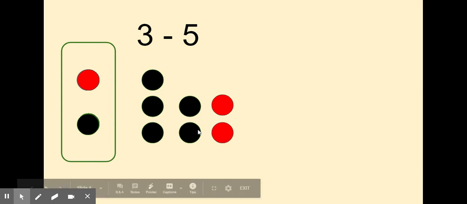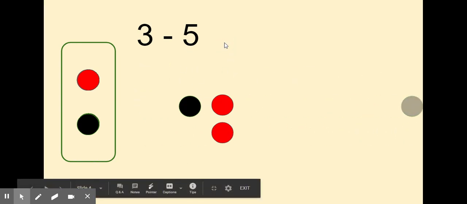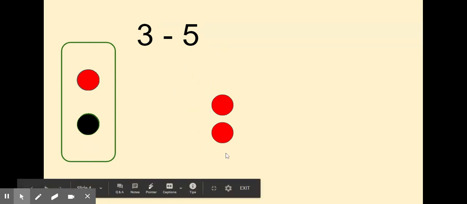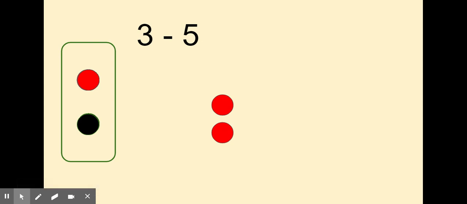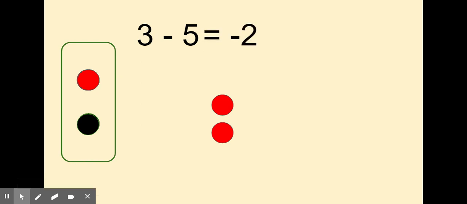Now by doing that, I have 5 positive chips. So I can pull away these 5. Now what's left, that's my answer. So I had the 3, that big old pile. I took away the 5 that the problem tells me to take away, and what's left is my answer. So my answer is negative 2. 3 minus 5 is negative 2.